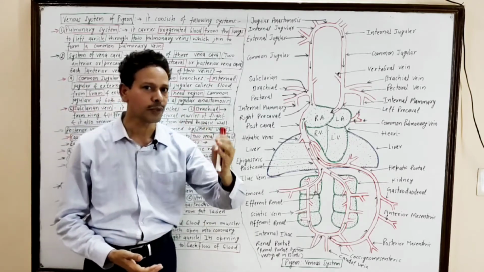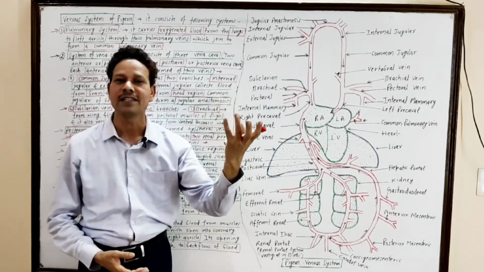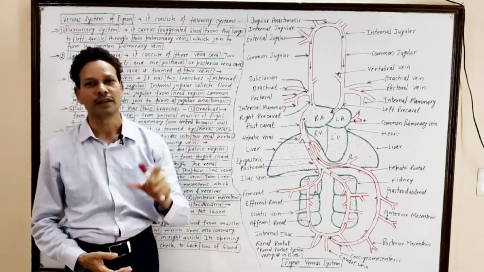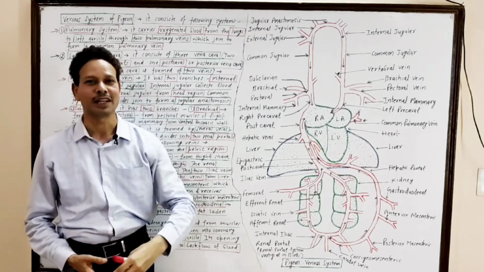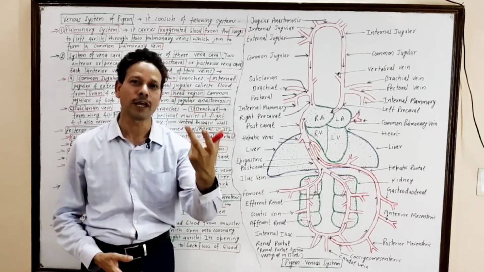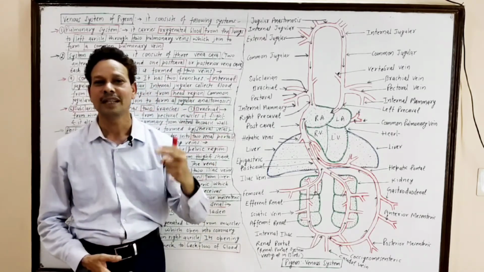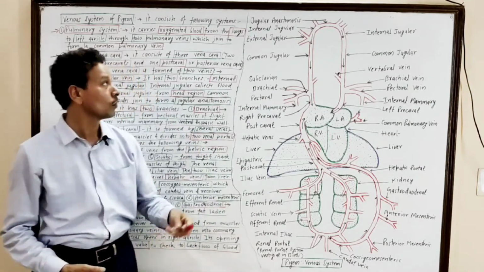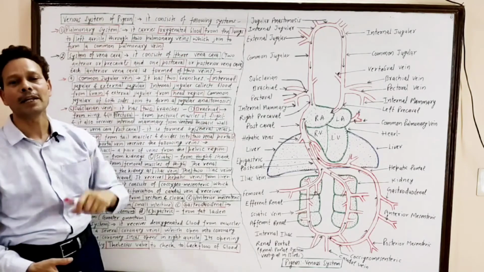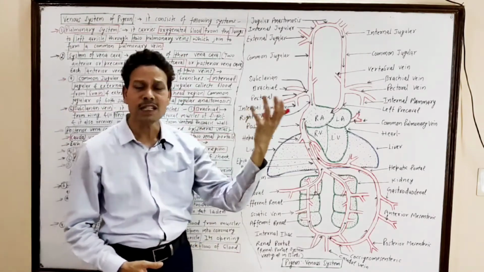Dear students, in today's lecture, I will cover the venous system of pigeon. In our last lecture, we discussed the arterial system, and in today's lecture, I will discuss the venous system of pigeon. Dear students, in case of birds, in case of aves, pigeon, this venous system consists of the following four systems. One is the pulmonary system.